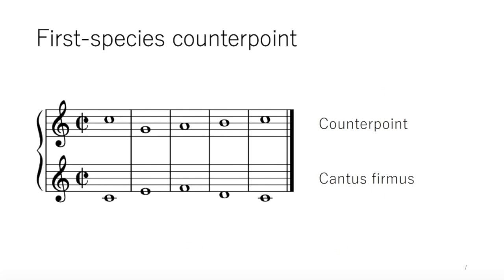Here is an example of 2-voice first species counterpoint. On the bottom, we have a fixed melody called cantus firmus, and on the top, we have a counterpoint line. As you can see, both voices have exactly one whole note in each bar.